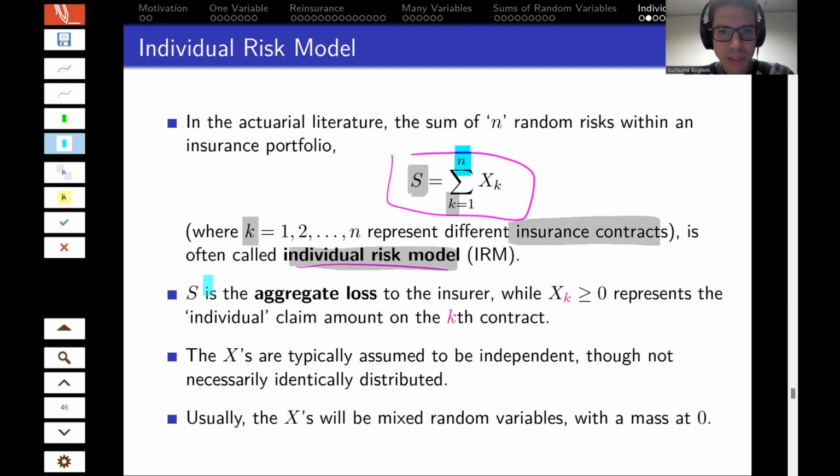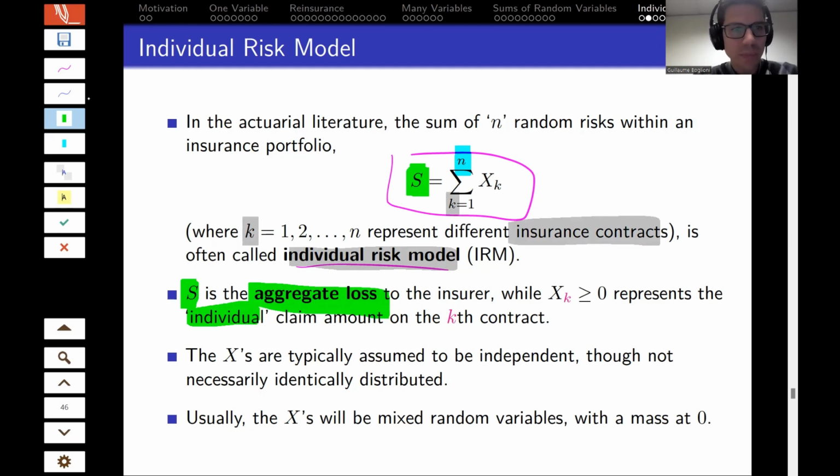So this big S is the aggregate loss, the total loss incurred by the insurer, if the insurer is reimbursing all of those claims. As I said, those individual XK represent the individual claim amount on the Kth contract. Hence probably why it has this name, the individual risk model, because you sum individual claims on individual contracts.